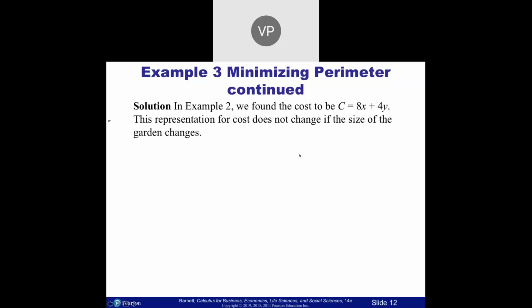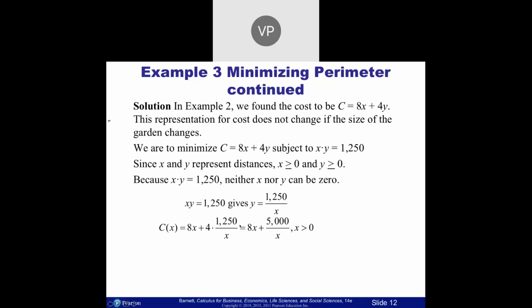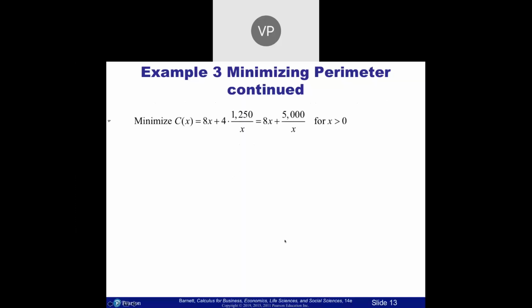Now in this one, we are going to have to do a little bit of extra steps, but watch what we do. We know x and y have to be greater than 0, they can't be zero because it's a positive area. So we solve for a letter just like we did before. They solve for y and get 1250 over x. We're going to plug that into the cost equation, 8x plus 4y. Replace the y with 1250 over x, and it simplifies to 8x plus 5,000 over x. And that's what we're going to try to minimize.